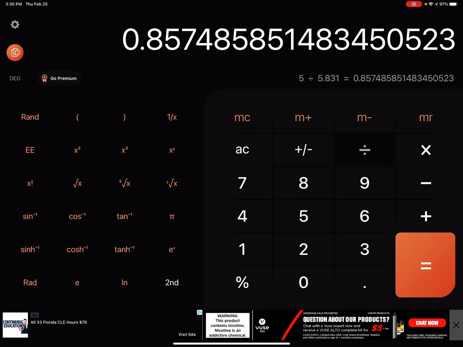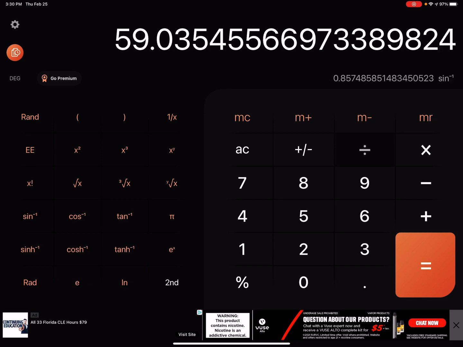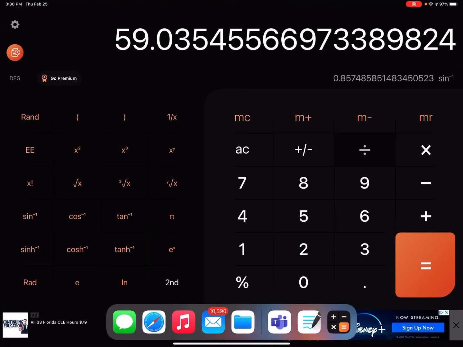Okay, so that's what I'm taking the inverse sine of. I make sure my second button is on, and I hit sine to the power of -1. It's pronounced inverse sine, and I get 59.035. So I'll round that to 59.04.